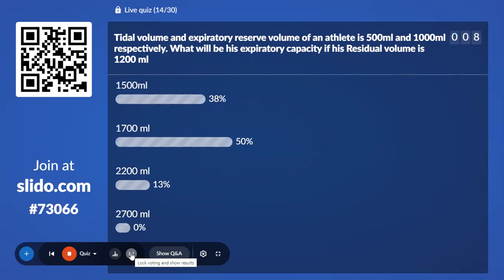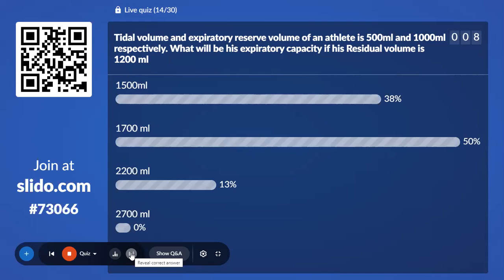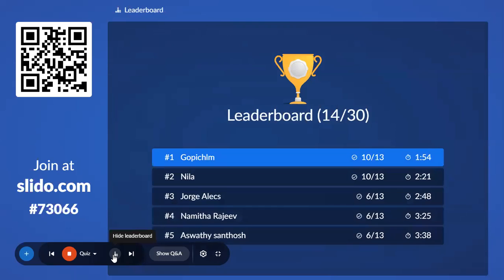50% of students voted it as 1700 ml. Moving on to reveal the correct answer, and it's option A, 1500 ml. Only 38% of students have voted for it. Let's check the leaderboard. Gopi still stands first, second Nila, third Namita Rajiv, good going, fourth George Alex, and fifth Ashwati Santosh.